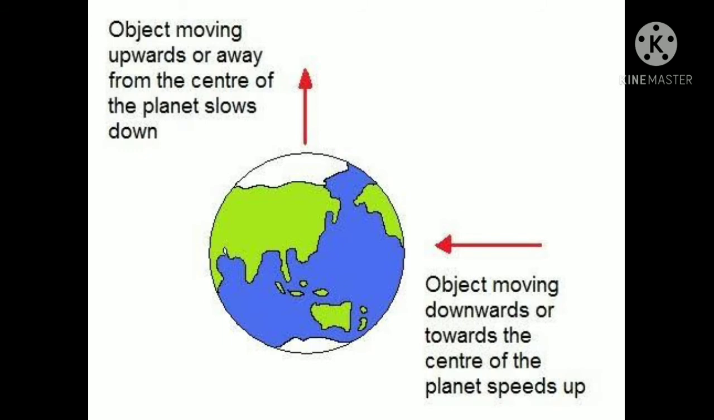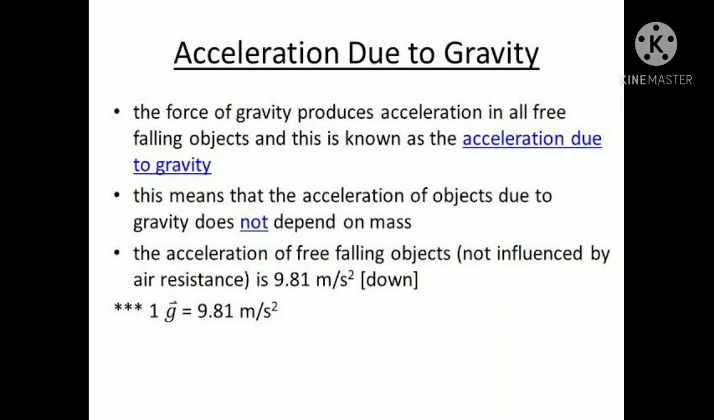Now can you see the earth here? What is happening? When the object moves upward, away from the center, then what will happen? It will slow down. But when it comes downward, like you are throwing a stone, it comes fast downward, then it speeds up. The object speeds up. But why does it happen? Because there is gravity on our earth. So here we will study about the acceleration due to gravity.